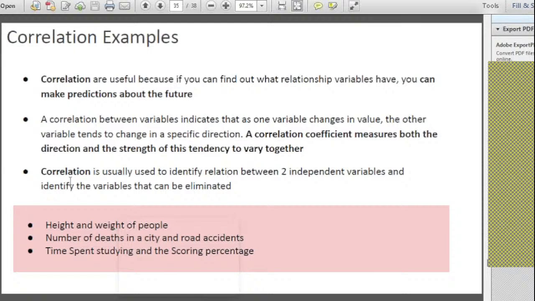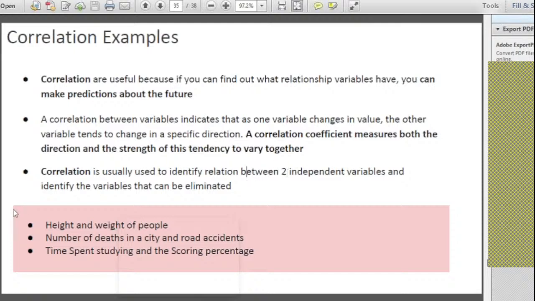Now, this is important. Correlation is usually used to identify two independent variables and identify the variable that can be eliminated. With correlation, we try to find out which two independent variables are correlated, and which one of them I should keep in the final model, and which one I can remove from the final model. That is what correlation is used for.